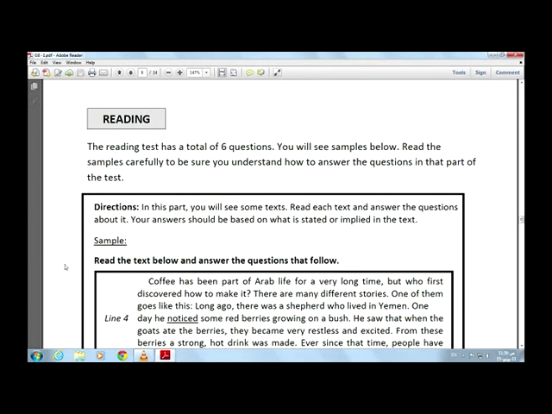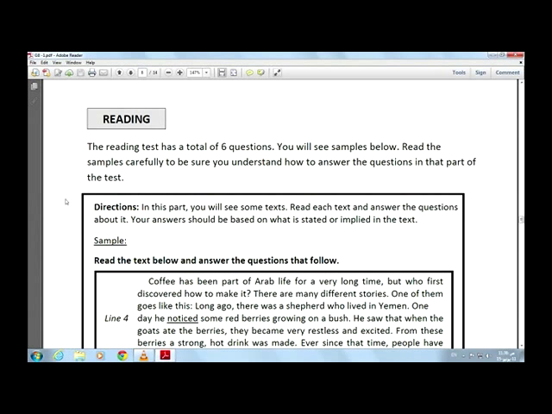As I will show you in this, the reading test has a total of 6 questions. Look here, they tell you that you have 6 questions. You will see samples below. Read the samples carefully to be sure you understand how to answer the questions in that part of the test.